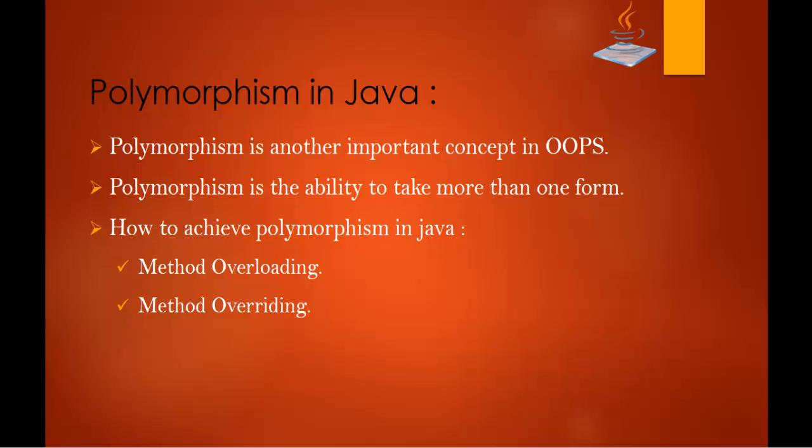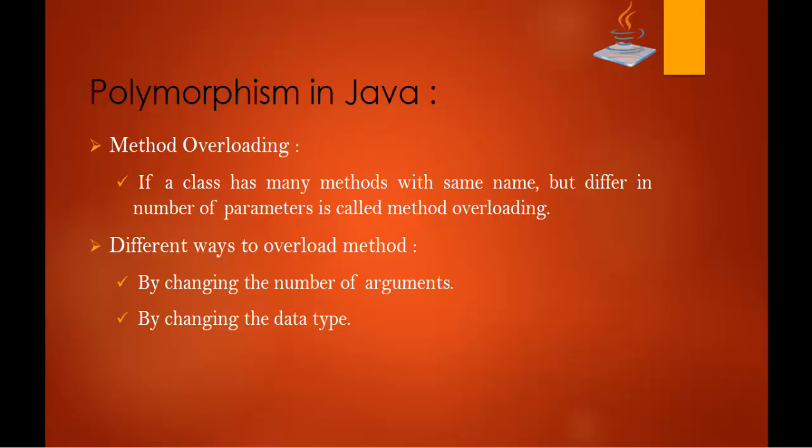Coming to method overloading. What do you mean by method overloading? If a class has many methods with the same name but differ in the number of parameters, then I can call that concept method overloading. How can we achieve method overloading? Different ways to achieve method overloading are by changing the number of arguments or by changing the data type of the parameter itself. Let me show you how to achieve method overloading.